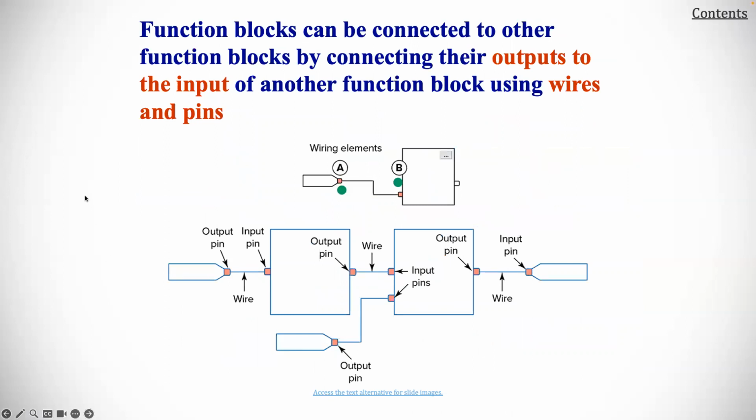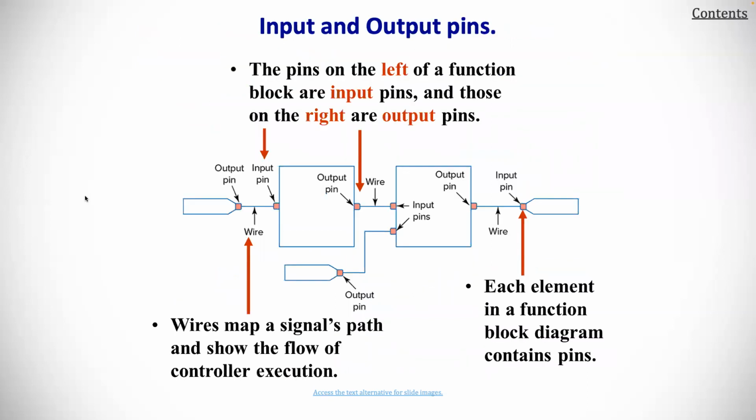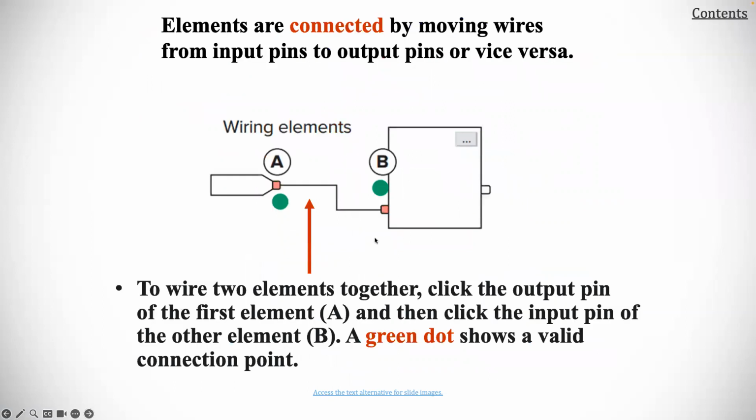Keep that in mind. Function blocks can be connected to other function blocks by connecting their outputs to the input of another block using the wires and pins. The pins on the left of a function block are input pins, and those on the right are the outputs. So keep aware of that kind of a configuration.